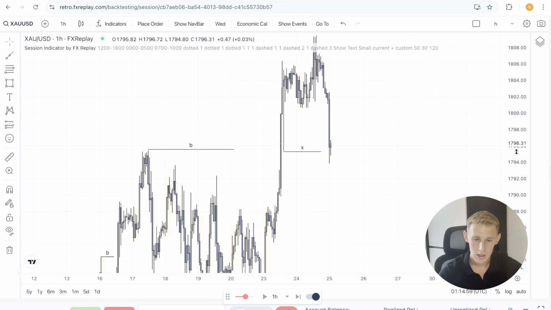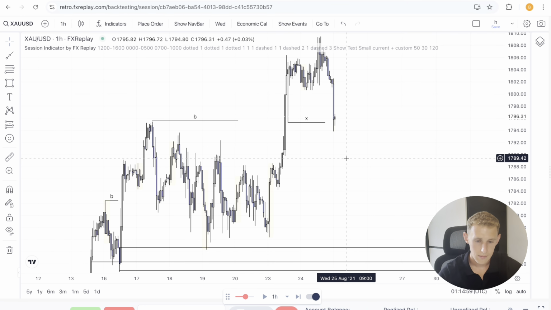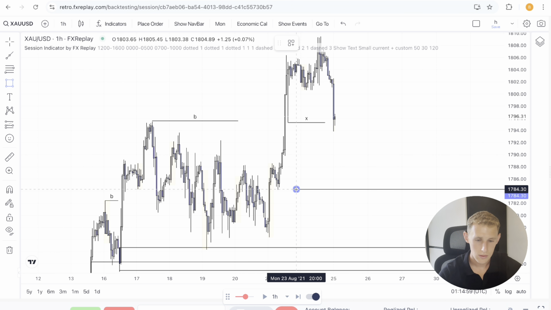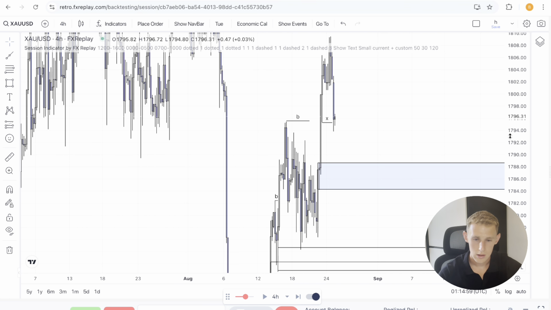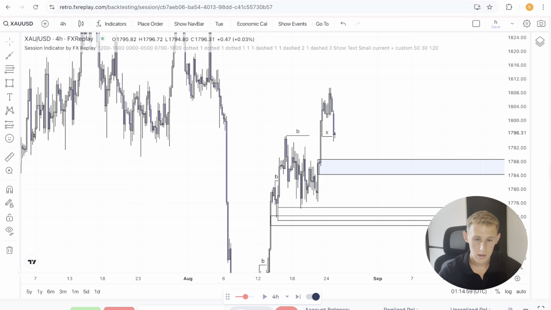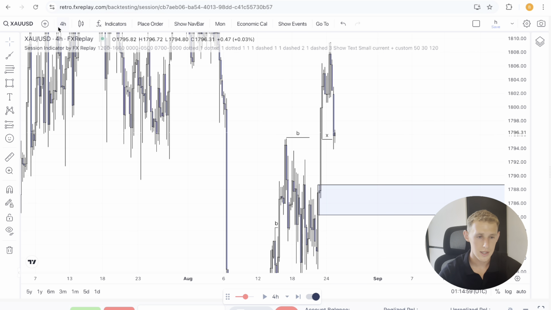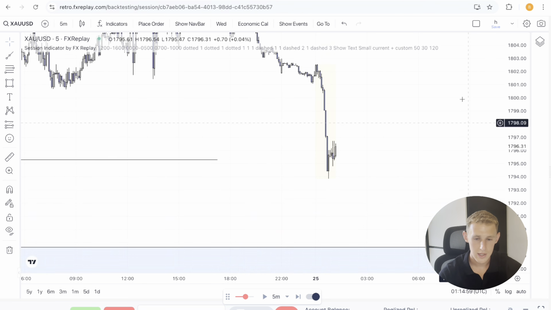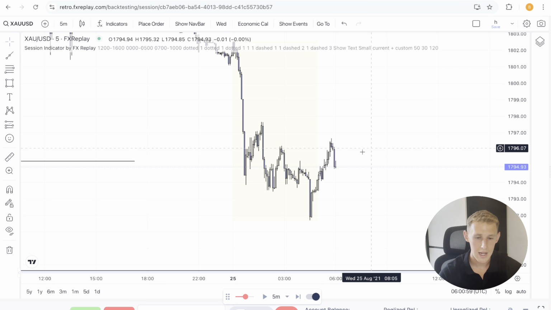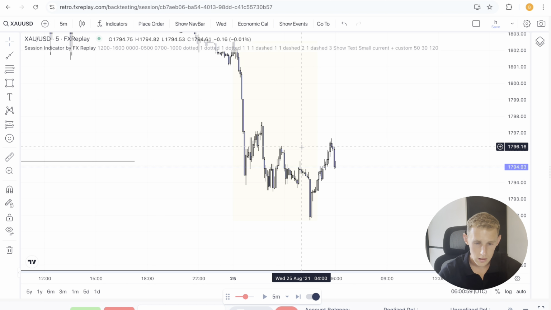We have this demand zone as well. Price wants to come a little bit lower. But at the moment you can see a very clear 4-hour liquidity level that price has just taken out. So jumping over to the M5, fast forward in the Asian session.